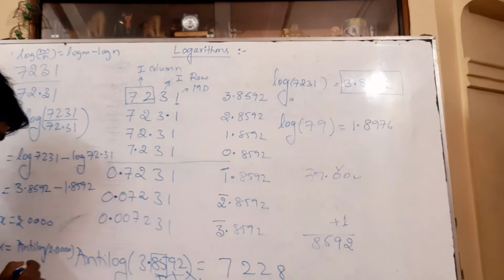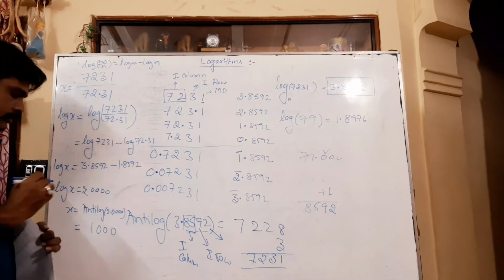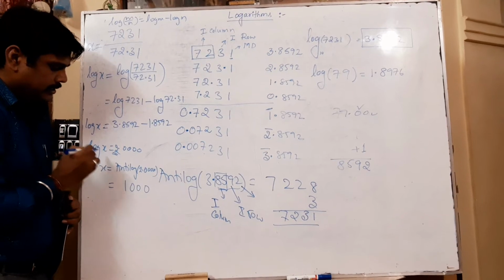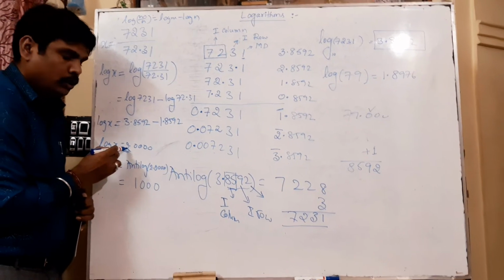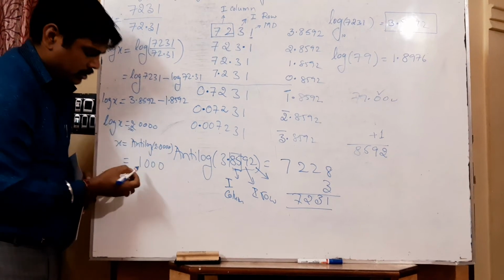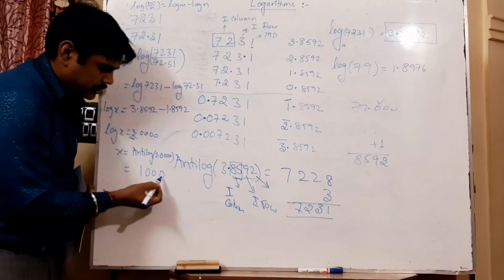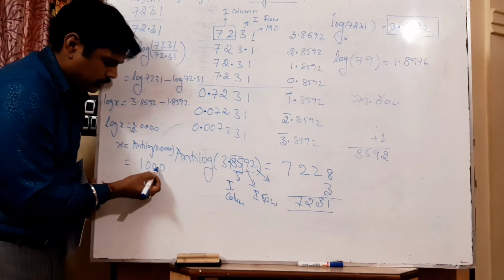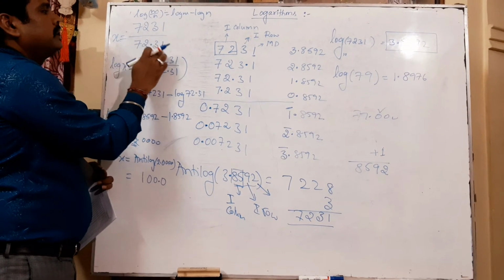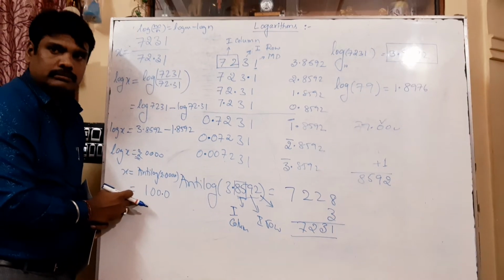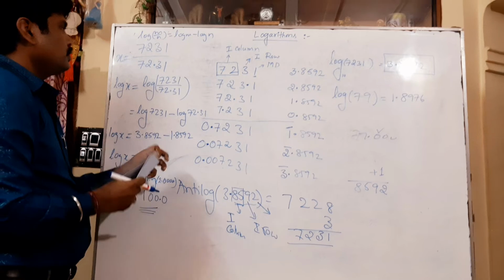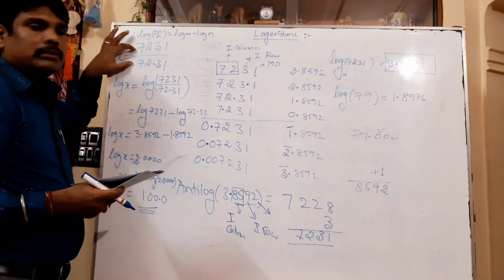It means 1000. Now, where to place the decimal? Here it is 2 in this characteristic. So 2 means you have to add 1. If you are adding 1, 2 plus 1 is 3. It means after 3 positions of this number, we have to place a decimal. 1, 2, 3. See here, 7231 divided by 72.31 will get 100. So this is how one can use the logarithms to simplify the division or the multiplication.